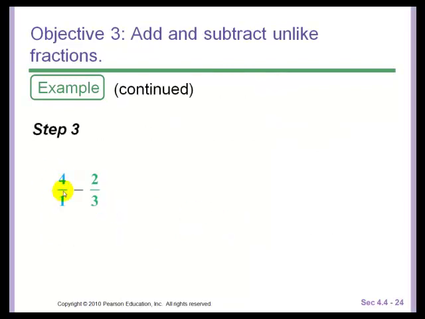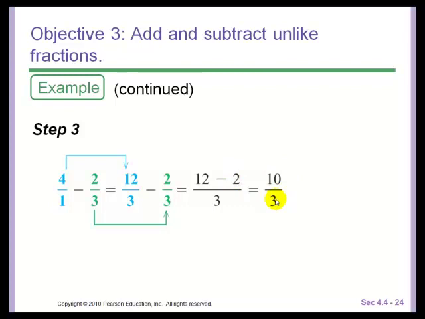Rewrite them. Only the 4 needs to be rewritten. The 2/3 already had our common denominator. And now we will subtract 12 minus 2, and we get 10/3. It is in lowest terms, so we are done. This is an acceptable final answer. If you want to, you can convert it to mixed numbers, but we're not going to be working with mixed numbers till after spring break.